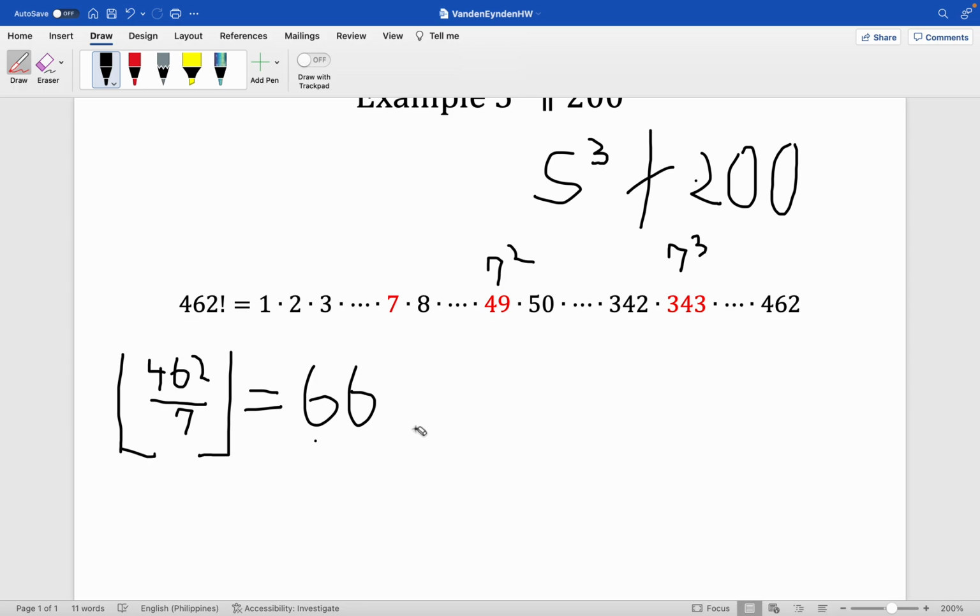Okay, now, there's 66 multiples of 7. Now notice that would only count this one once, and it would only count this one once, all right? So now let's take a look at the next one, 49. So we'll have 462 divided by 49.